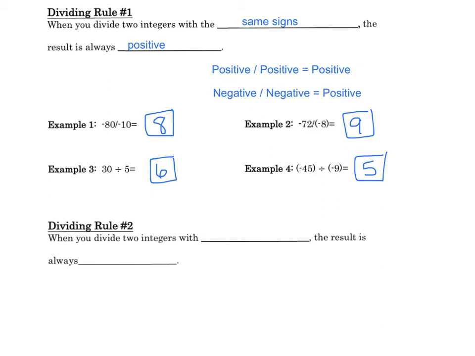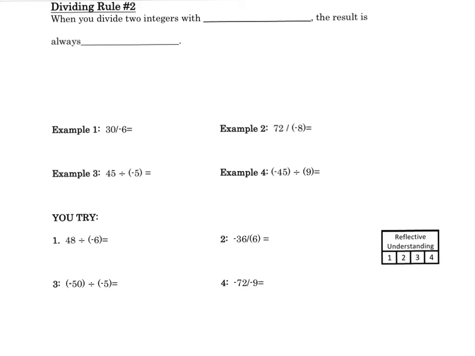Let's look at our second dividing integer rule. When you divide two integers with different signs, the result is always negative. So when you're dividing by different signs, your answer is always negative. Again, we're following the same rule as multiplying.